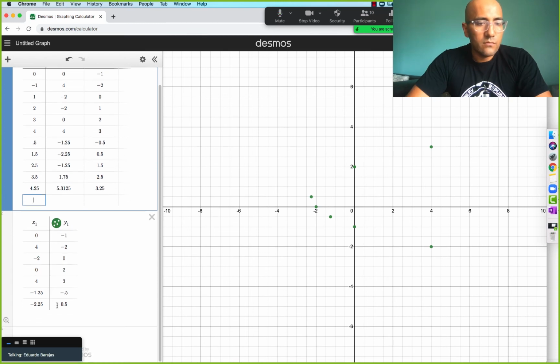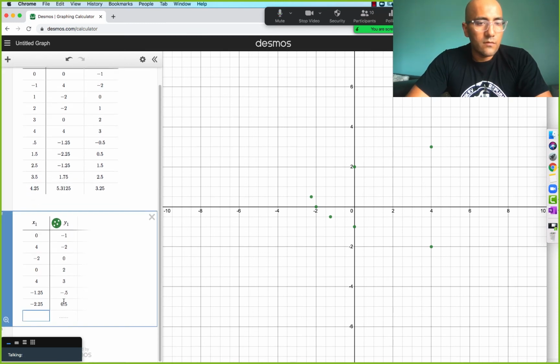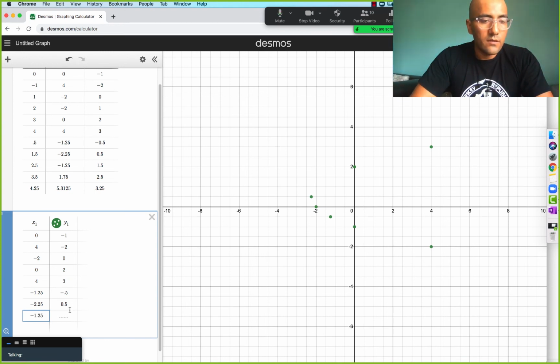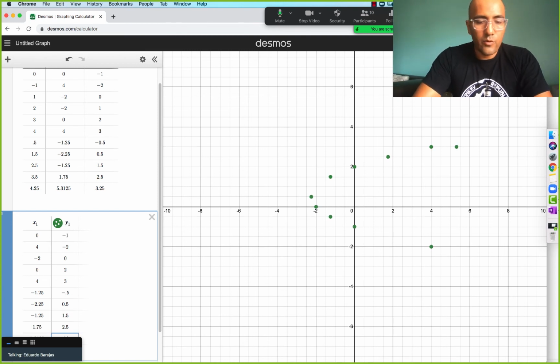Okay, so this is going to be negative 1.25 is mapping with 1.5. That gives me another point there. Positive 1.75 maps to 2.5, and also 5.3125 leads to 3.25. Okay, there.